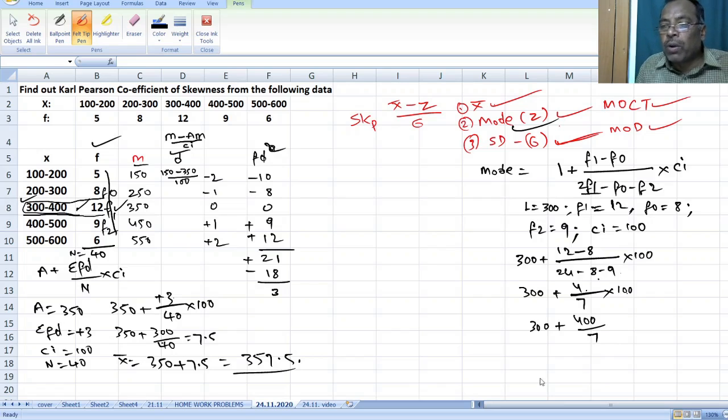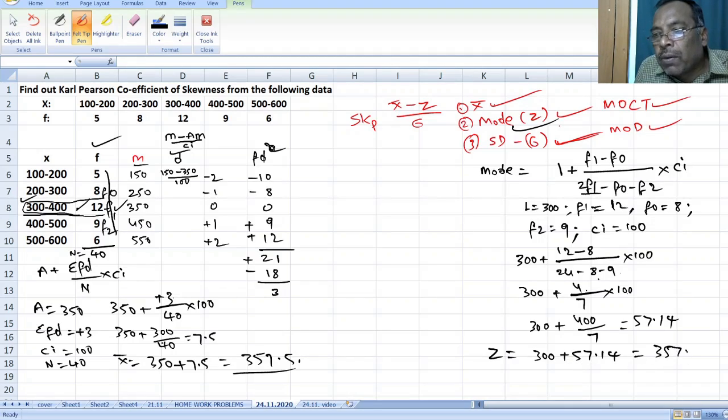So when you divide 400 by 7, what is the value you get? That you have to find out. That is equal to 57.14. So Z is equal to 300 plus 57.14, that comes to 357.14. This is equal to the mode value.